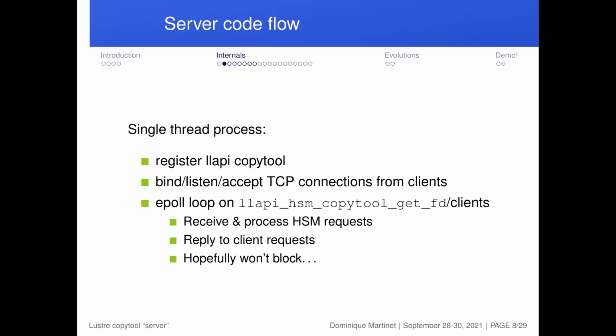So the server, it's a single thread process. It registers as a Lustre copy tool. It accepts connections from clients. And then it's basically just one big epoll loop over the file descriptor we got from the Lustre HSM and client file descriptors. So it just receives and processes requests when it gets them. It answers requests from clients. And hopefully it won't block in Lustre if I've done things correctly. So it's really not doing much with Lustre. It's just accepting requests, it shouldn't block.